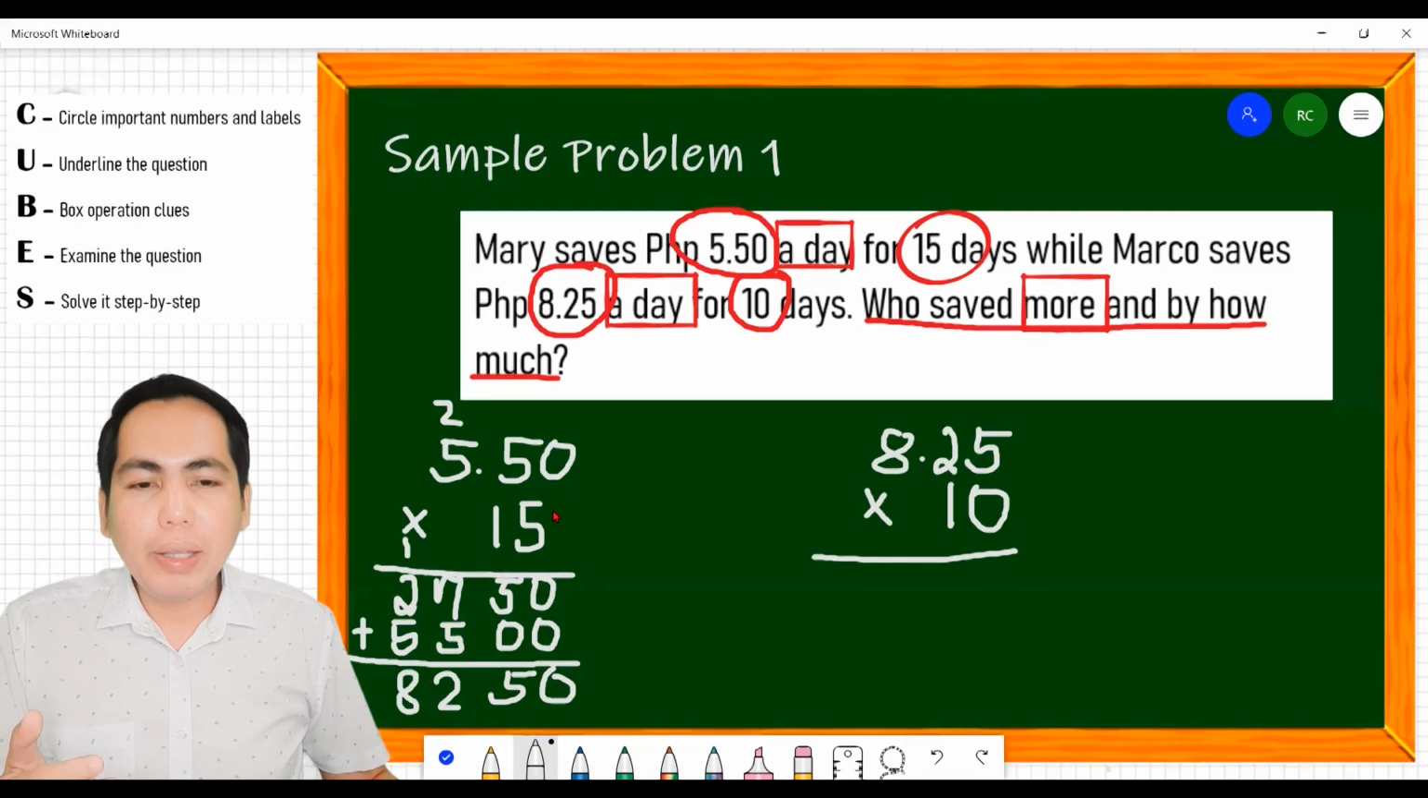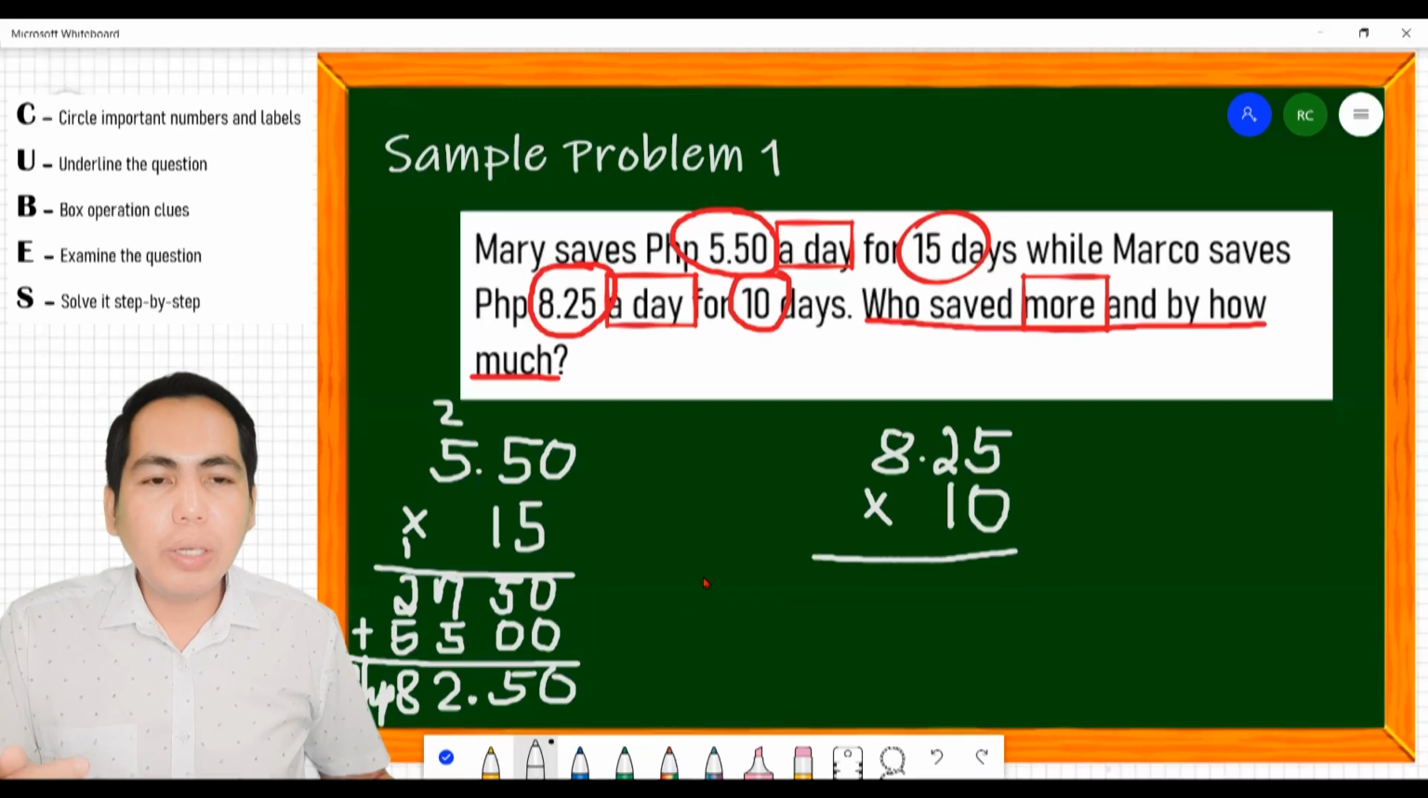So, for us to identify where the decimal point is in our product, we have to count how many decimal places we have in our factors. So, 1, 2, so 1, 2, so we have 82.50. In other words, Mary saves 82 pesos and 50 centavos for 15 days at 5 pesos and 50 centavos a day. So let us also find out how much Marco saved in 10 days.